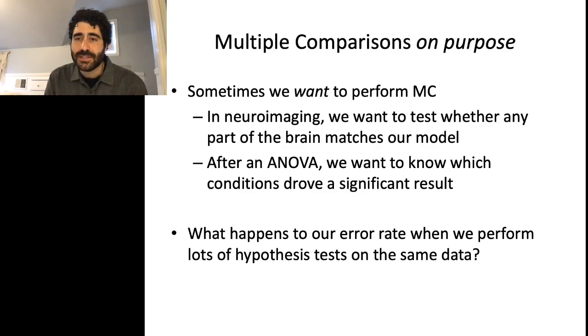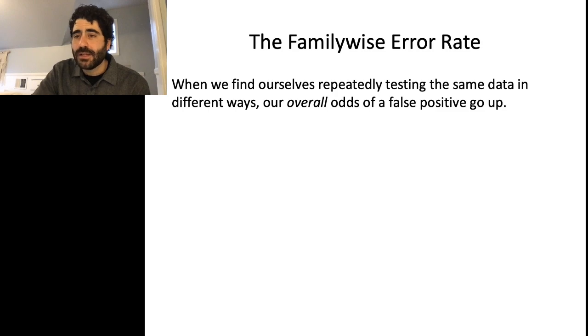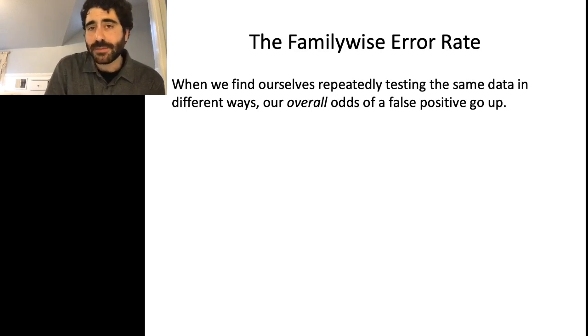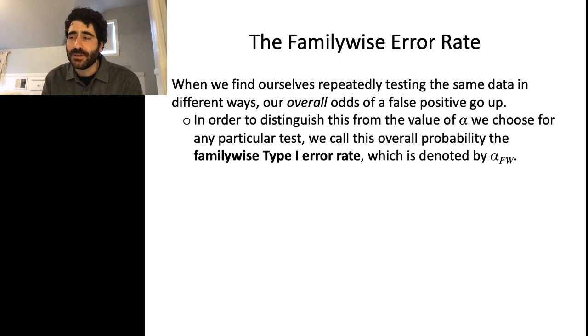Right, but then we have to think here about, if we just do this blindly, what's going to happen to our error rate, right? If we just do all these multiple comparisons tests, how bad are things going to get? So if we repeatedly test the same data in different ways, meaning we're applying lots of different hypotheses, the overall odds of us getting a positive result are going up, right? Because we're running many different tests. And if we get a false positive in at least one of those tests, then we'll get an overall false positive. And so I'm going to call this the family-wise error rate.